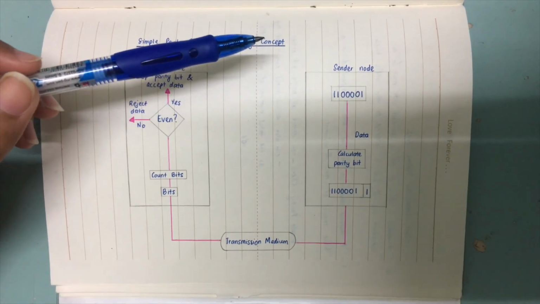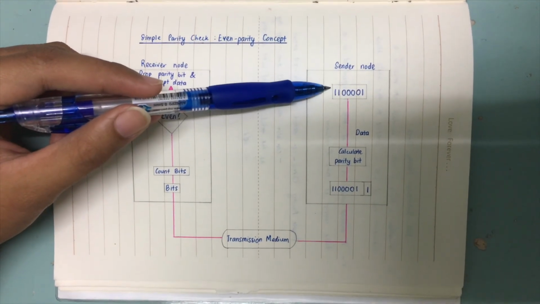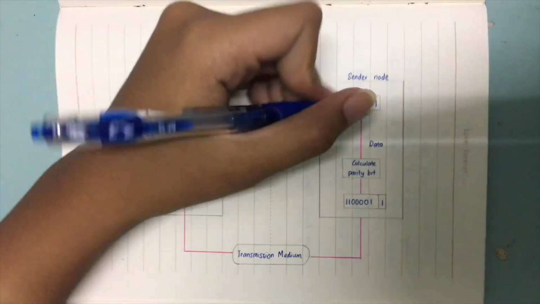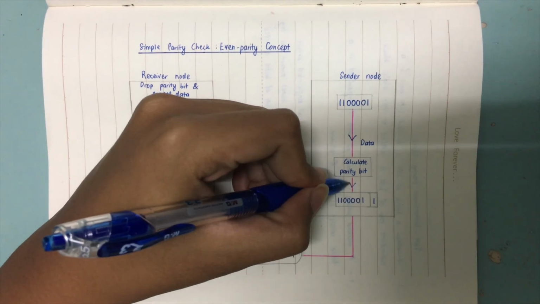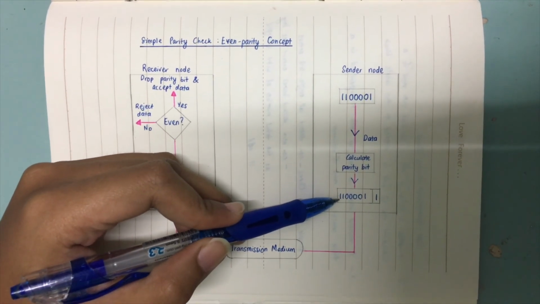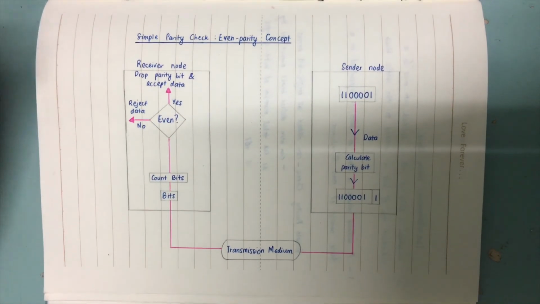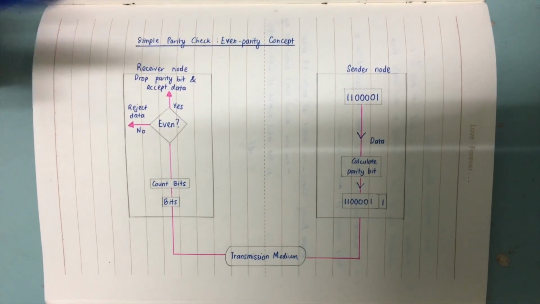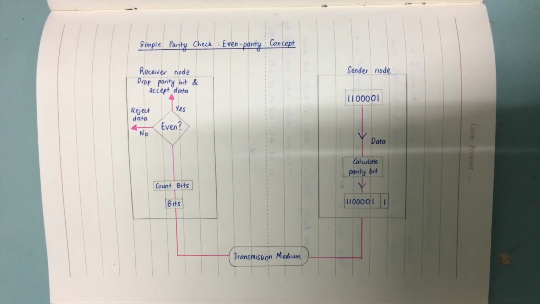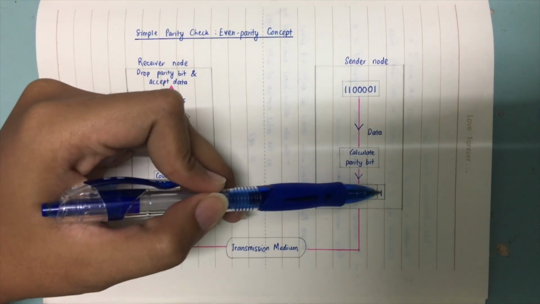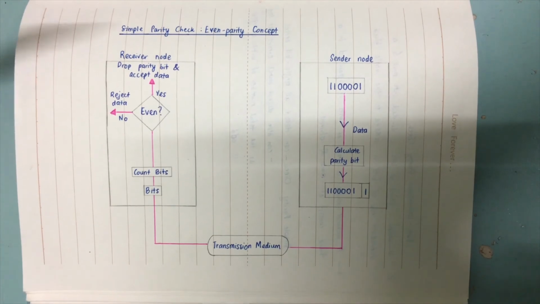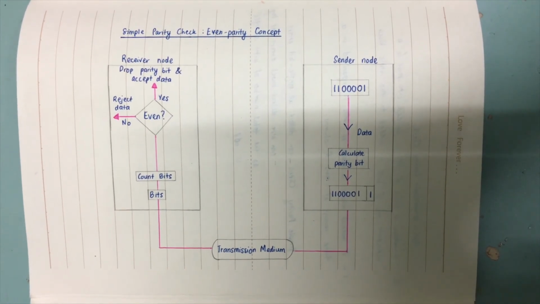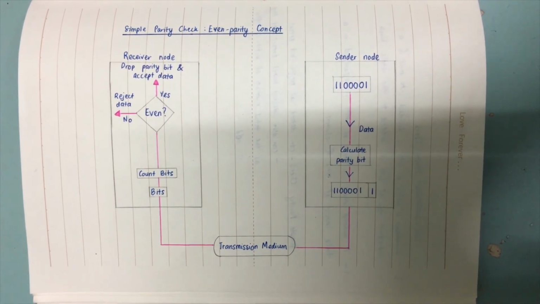So first, the example of the data unit is 11000001. We pass this data unit through a parity generator, which is going to calculate the parity bit. The number of ones is 3, which makes it odd: 1, 2, 3, right? Because this is the even parity concept, we only accept an even amount of ones, so we have to add another 1. When we add 1 at the end, the total number of ones is now 4, which makes it an even number.